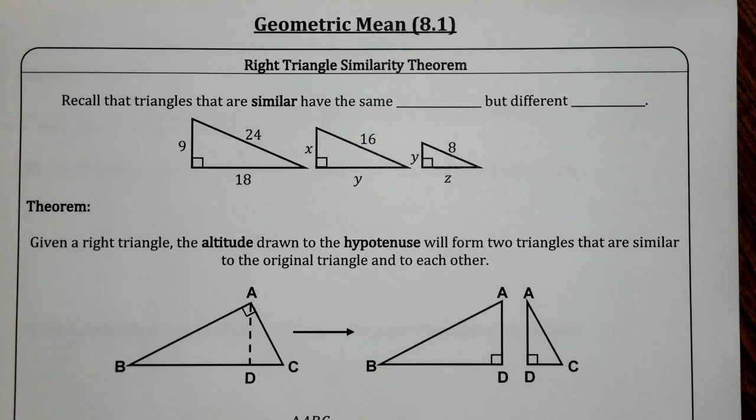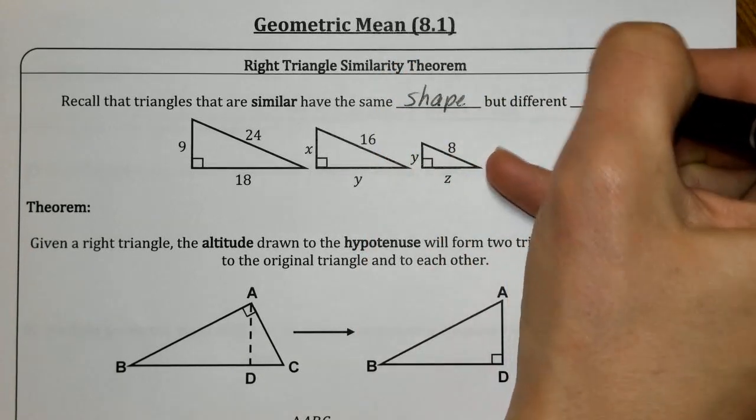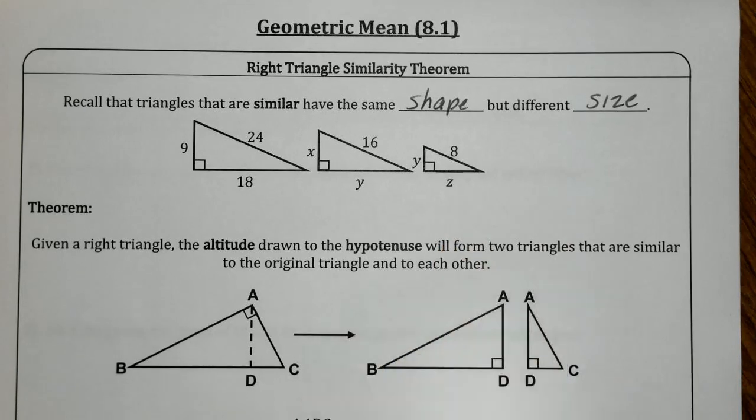All right, this is going to be a video on geometric mean. First, we're going to talk about the right triangle similarity theorem. We're going to recall that all triangles that are similar have the same shape, but they are different sizes. So we've got these three triangles here showing you three similar triangles.